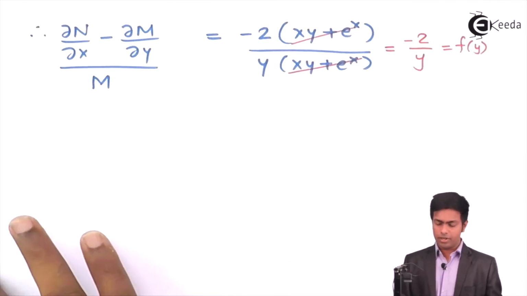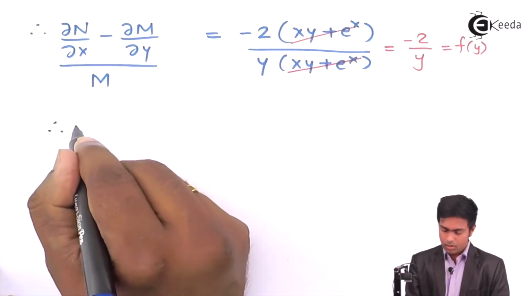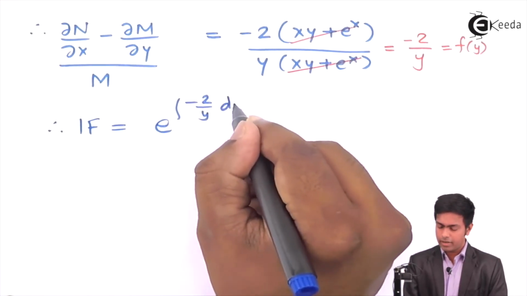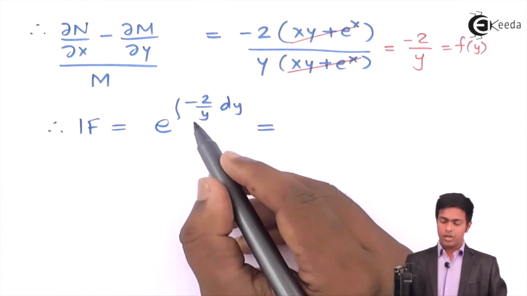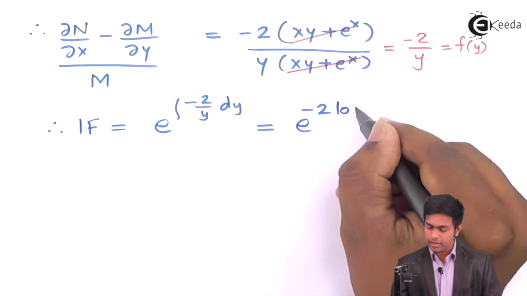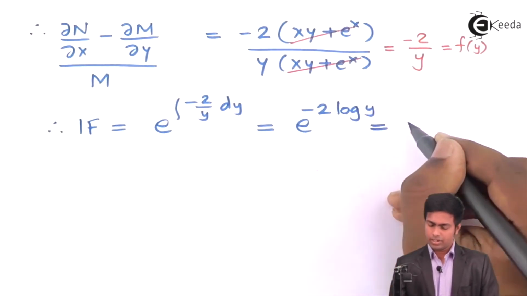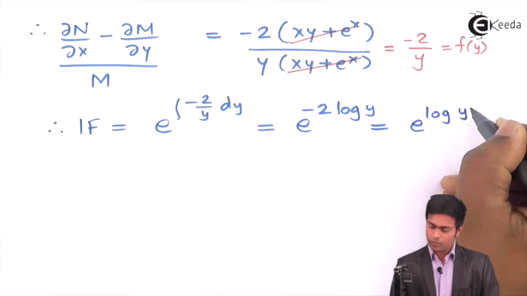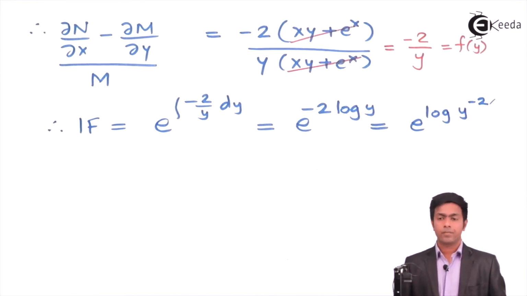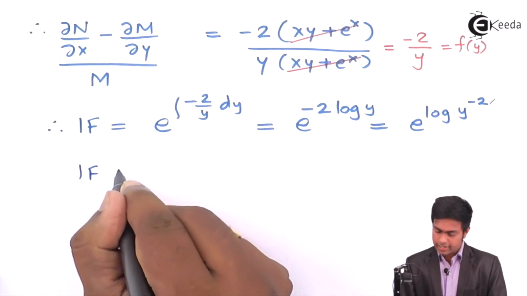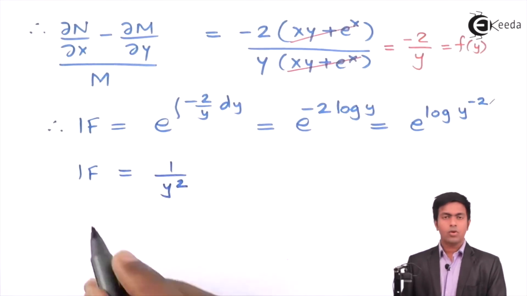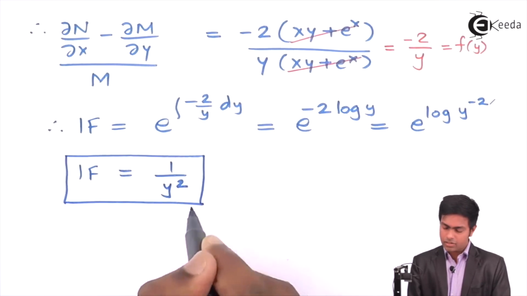By this formula, the integrating factor is equal to e raised to the integration of f(y), that is minus 2 by y dy. Here this minus 2 will come outside, and the integration of 1 upon y is log of y. So this will become e raised to log of y raised to minus 2, by the property of b log a equal to log a raised to b. Now e and log will be cancelled, so the integrating factor is y raised to minus 2, or 1 upon y square. So we got the value of the integrating factor as 1 upon y square.